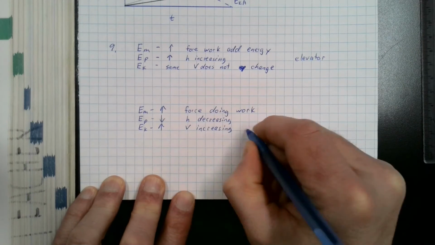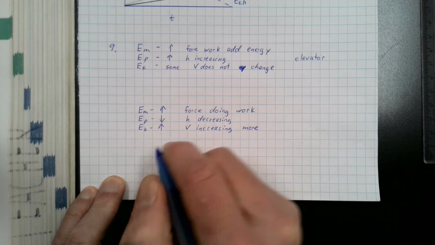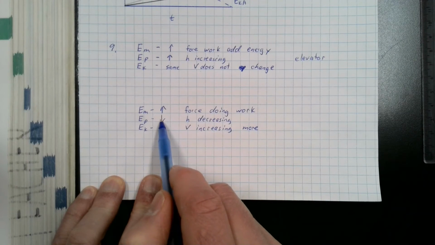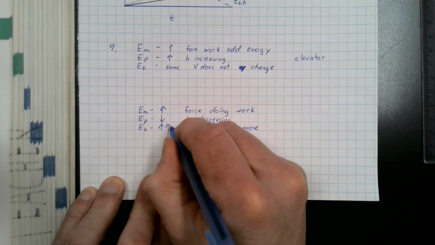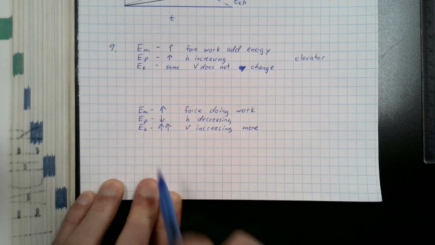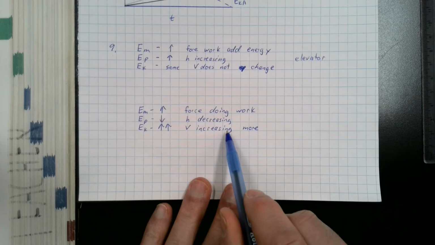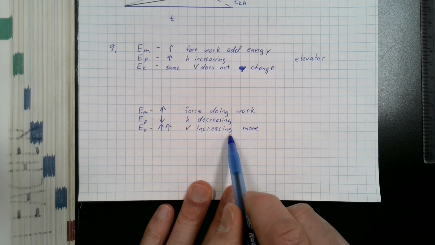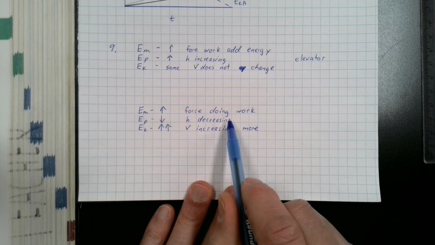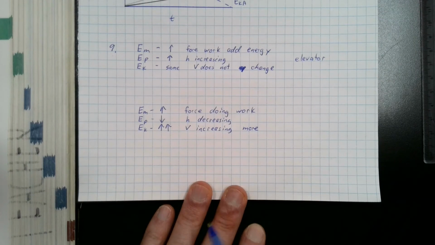Now our gravitational potential energy went down, but our kinetic energy went up more. So I'm going to put a second arrow to indicate it went up more than our gravitational potential energy went down. That means that our kinetic energy is increasing more than gravitational, so something has to be doing work to speed it up as it's going down the hill.